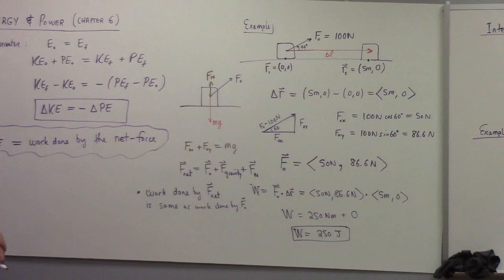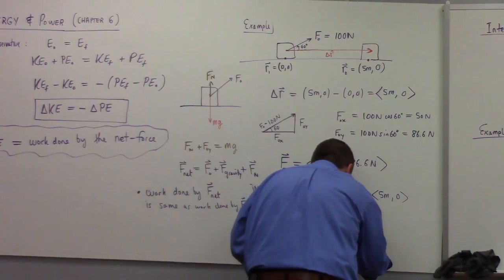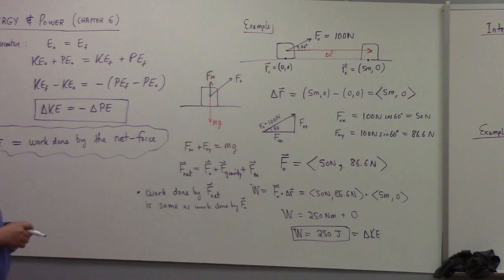So the work is just done by F naught. And we already calculated that work, right? What does the work energy theorem tell me? It tells me that the change in kinetic energy is the work done by the net force. So we could figure out that this is equal to the change in kinetic energy. And if I gave you more information about this system, if I told you the mass of the box and its initial speed, you could figure out the final speed, right? Should I do that? Would that make this make more sense? I don't know.